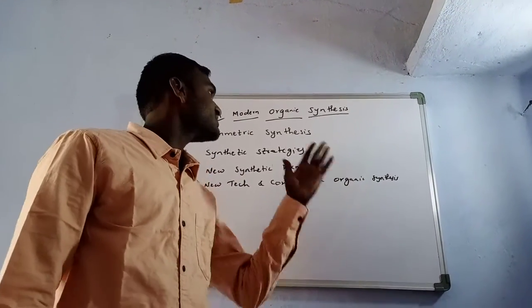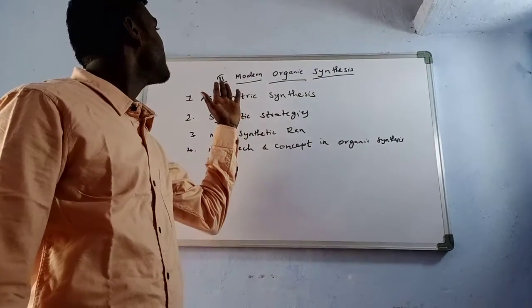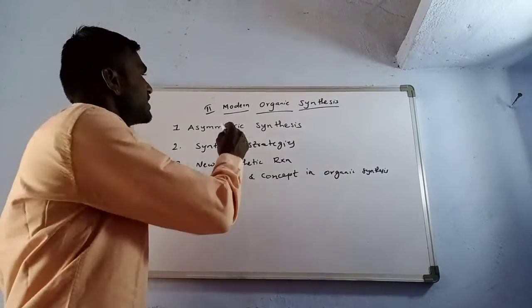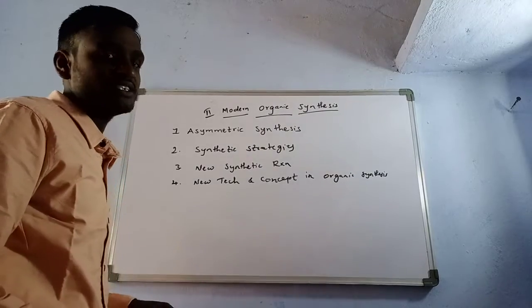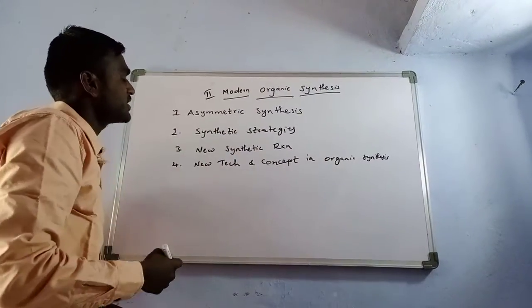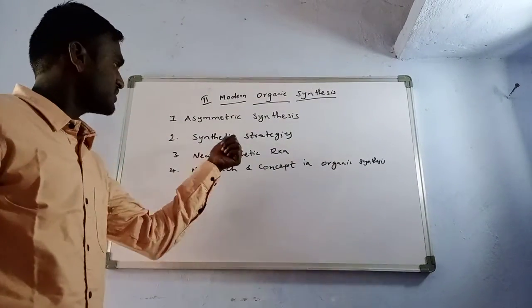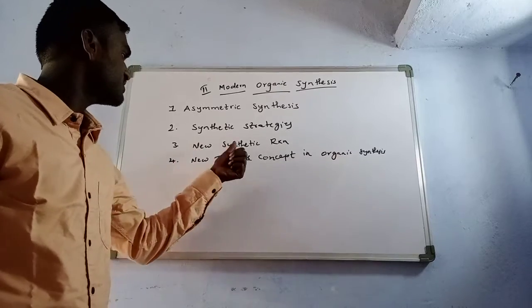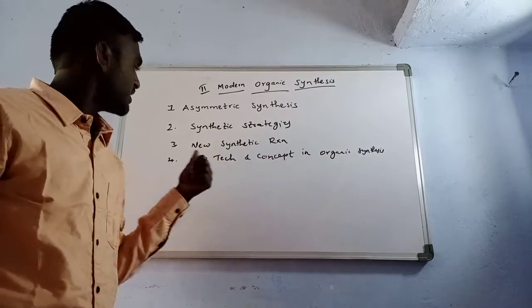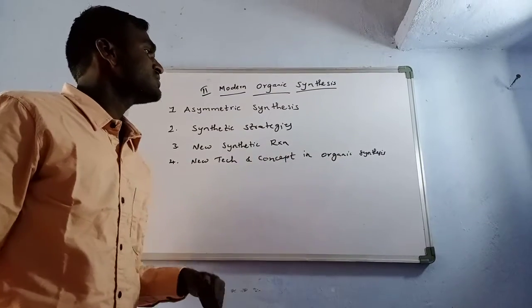Now we are going to discuss the third semester papers. In that, I am now taking the second paper, that is modern organic synthesis. In modern organic synthesis, there are four topics. The first one is asymmetric synthesis, the next one is synthetic strategies, the third one is new synthetic reactions, and the fourth one is new techniques and concepts in organic synthesis.